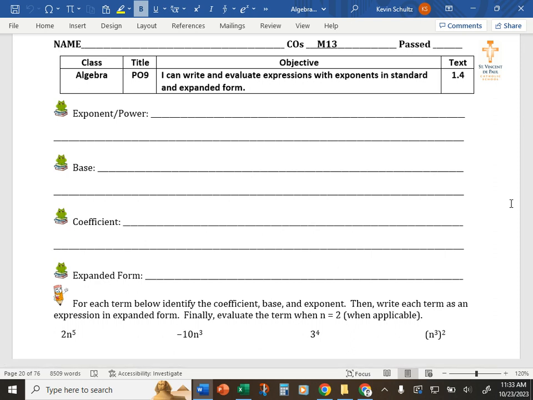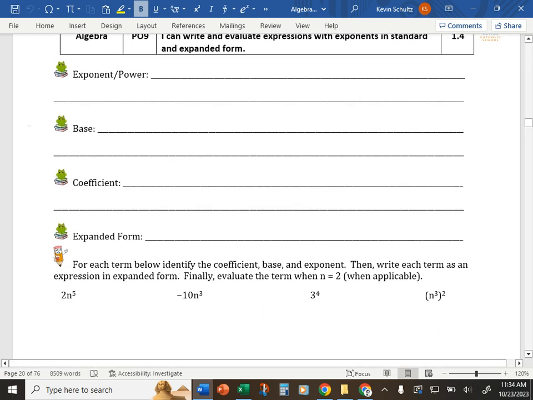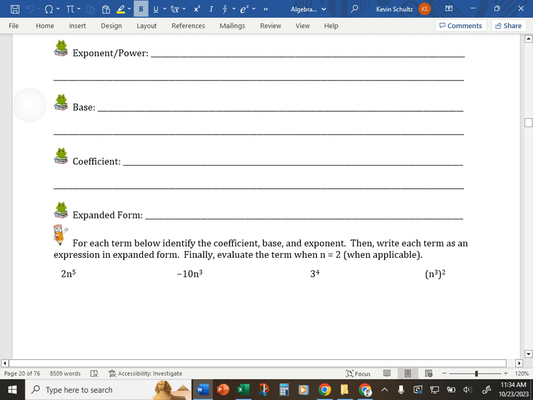Forging ahead in Unit 2, which is all about exponent expressions. I preempted this before we started recording by saying that this is going to be new for pretty much all of you. So keeping up, asking questions, doing your homework is going to be very, very important to success in Unit 2. And the objective for today is: I can write and evaluate expressions with exponents in standard and expanded form.